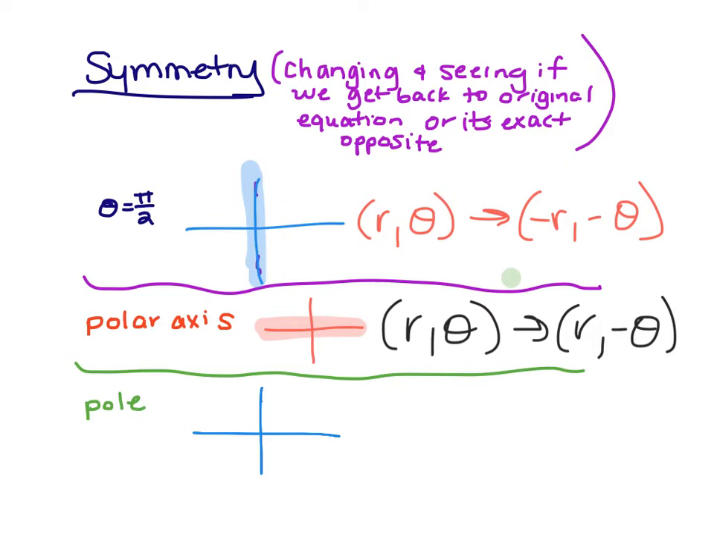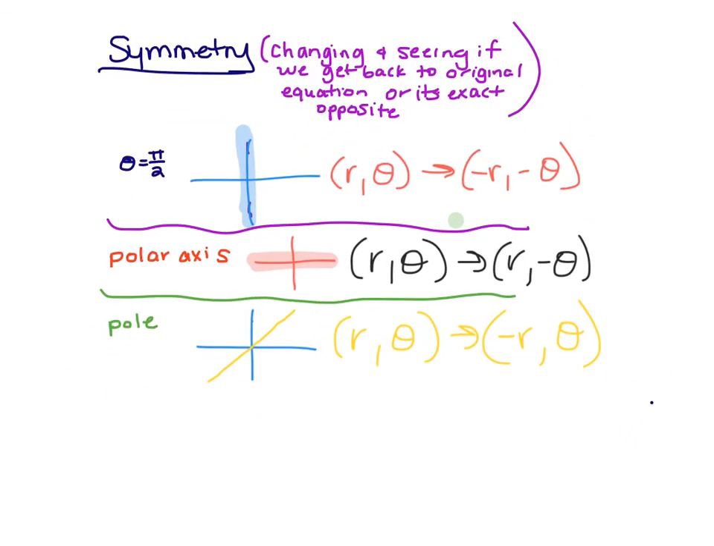The last one's the pole, and the pole is symmetric to that y equals x line, or if you could fold it down and left in your mind. For this one, we take r theta and we replace the r with a negative. So anything where r is squared is where it would be symmetric to the pole.